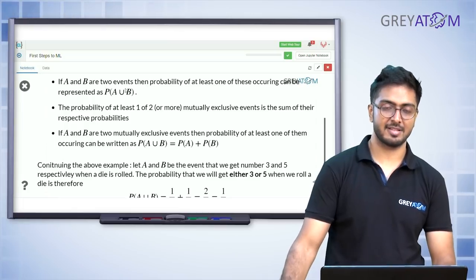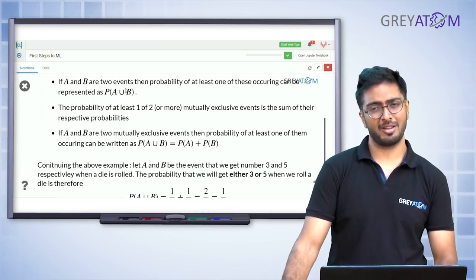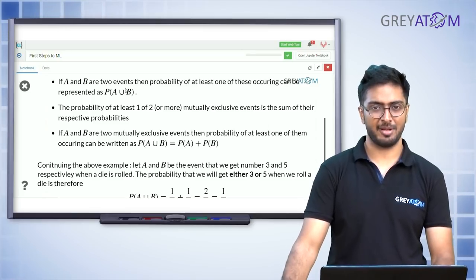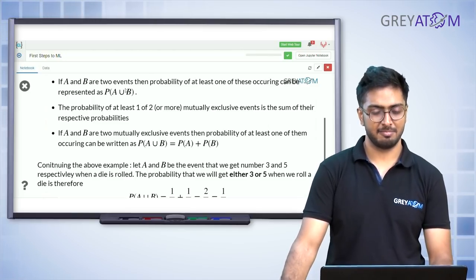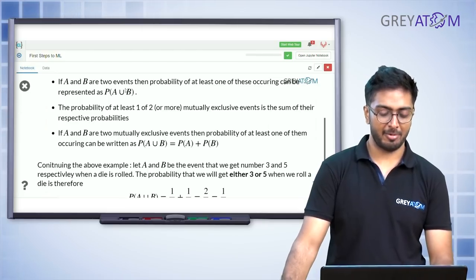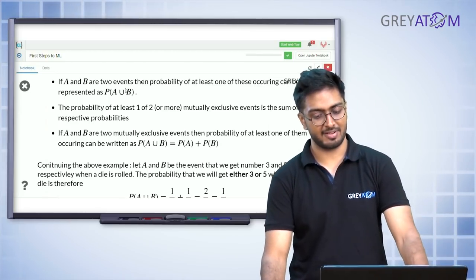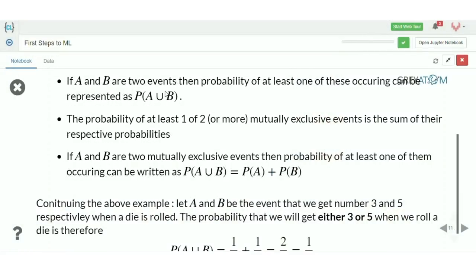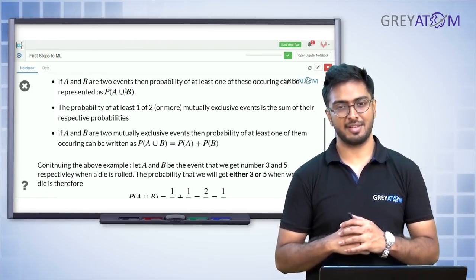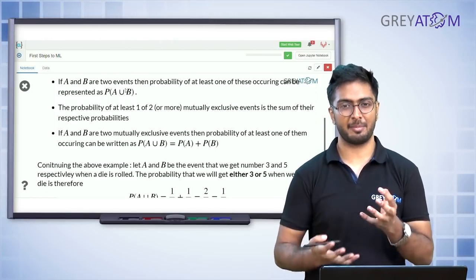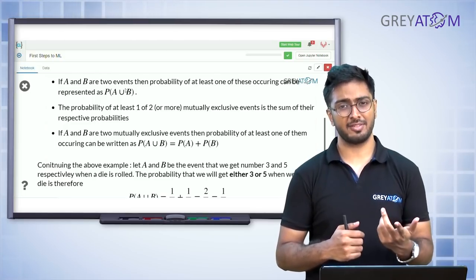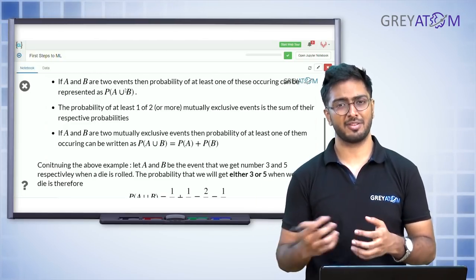So if A and B are two different events, then the probability of at least one of them occurring is given by the probability of A union B. And the probability of at least one of two mutually exclusive events is the sum of their respective probabilities. So if A and B are two mutually exclusive events, then P of A union B equals P of A plus P of B. What are we saying? That if A and B are two events which cannot happen together, then the probability of at least one of them happening is the probability of the first event plus the probability of the second event.